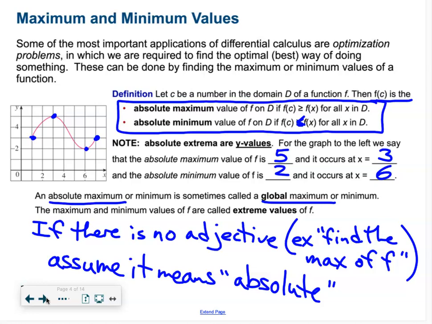So a lot of times the College Board doesn't use any adjective. They just say find the maximum value. By the maximum value, they mean the highest value on the function. They mean absolute. We'll get into relative or local in a minute. If they need relative or local, they have to say relative or local. But for absolute, they can just say the max or the min. So if there's no adjective, it's absolute.